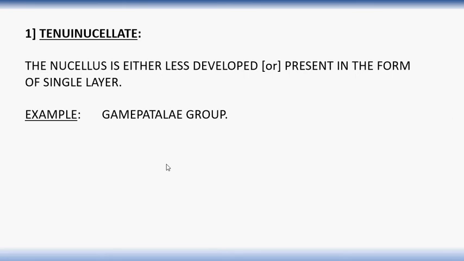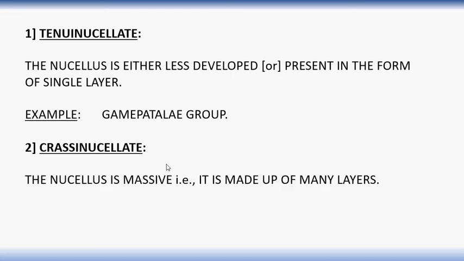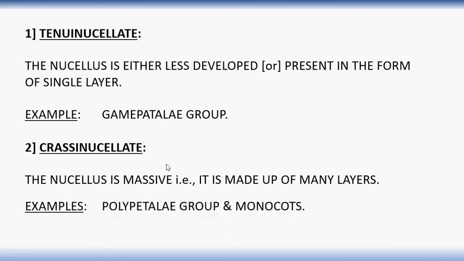Example: Gamopetalae group. That means the group of plants which are having fused petals. Crassinucellate: the nucellus is massive, that is, it is made up of many layers. Then it is called as crassinucellate. Example: Polypetalous group and monocots. Means the group of plants which are having free petals.